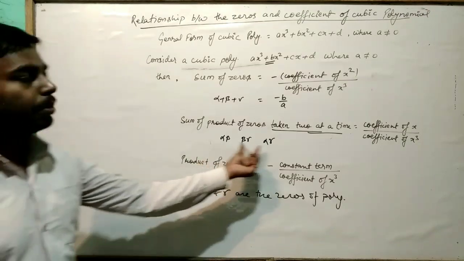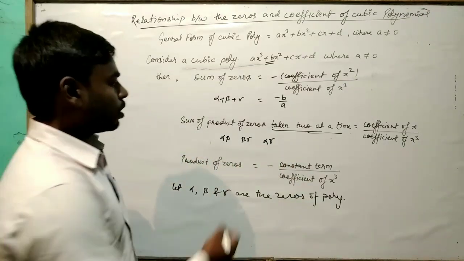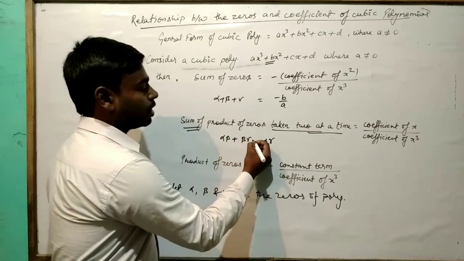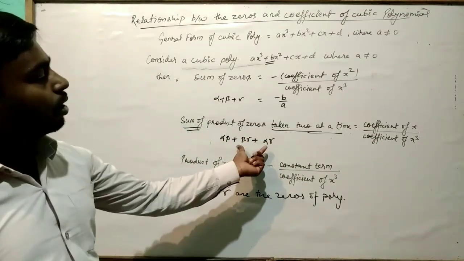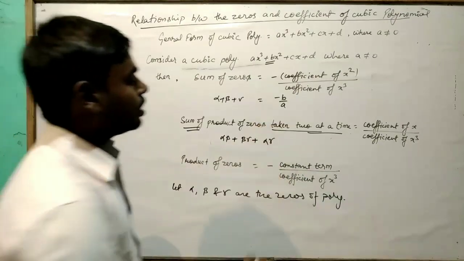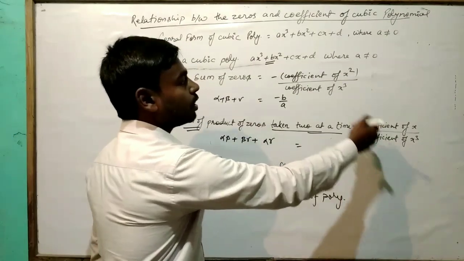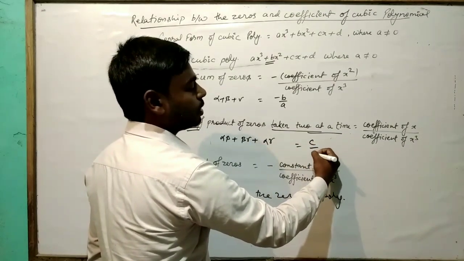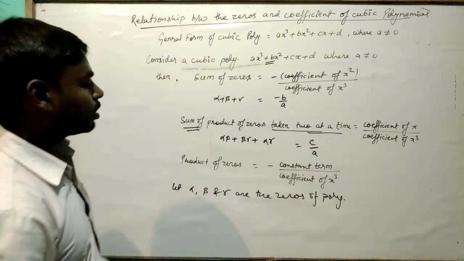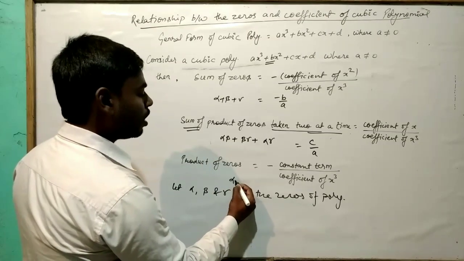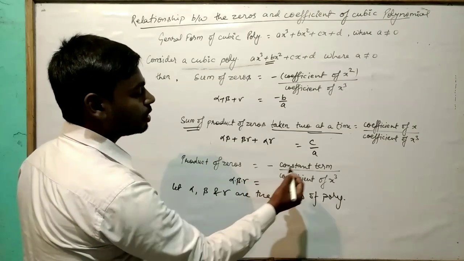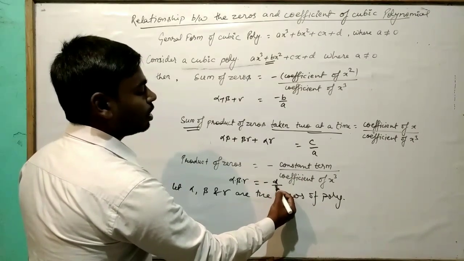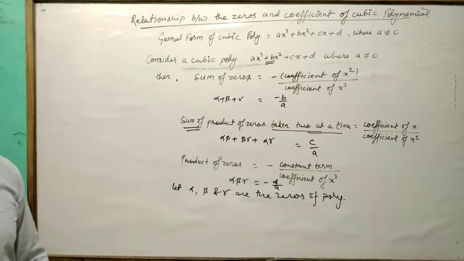These are the pairs, and we take the plus sign. It is equal to coefficient of x by coefficient of x cube. The coefficient of x is c and the coefficient of x cube is a. And the product of zeros, alpha into beta into gamma, is equal to minus constant term, where the constant term is d, by the coefficient of x cube, a.